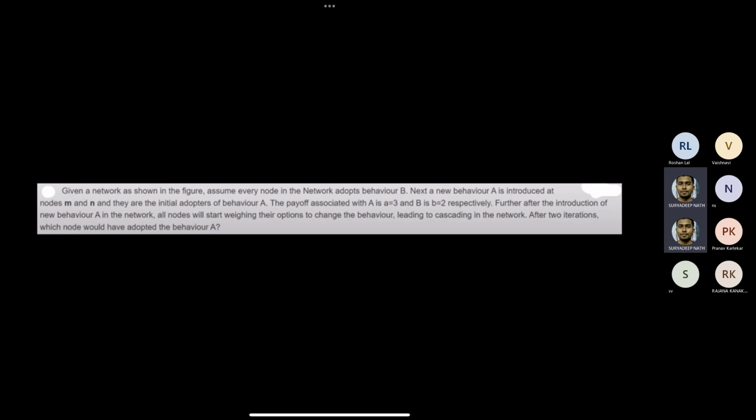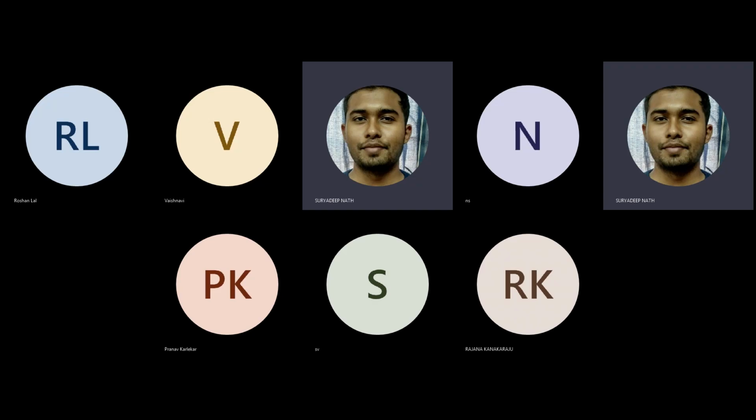So it has only two friends. So the payoff of new behavior is more than the payoff of old behavior. So N sticks to new behavior even after the first iteration. So after the first iteration, M changes to old behavior, R remains at old behavior, and all of the others are new behavior. In the second iteration, all of M's friends are new behavior. So M becomes new behavior and R becomes new behavior because R is connected to Q, which is new behavior. So all of them will become new behavior.